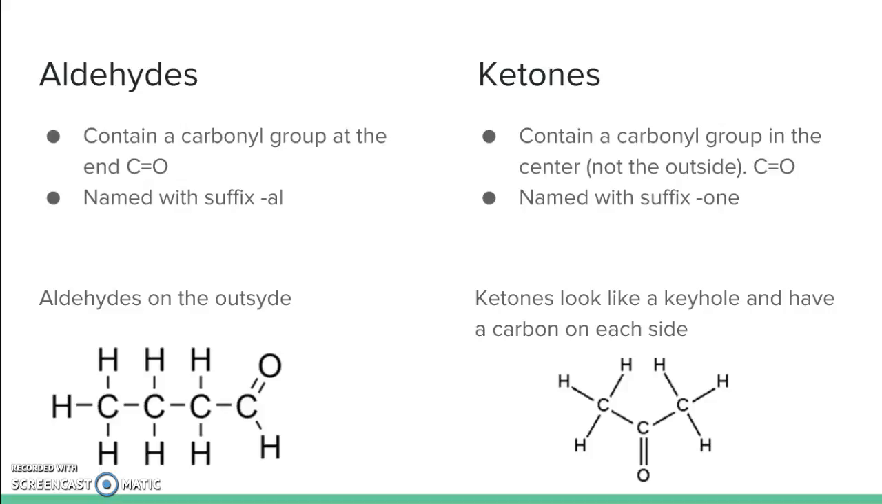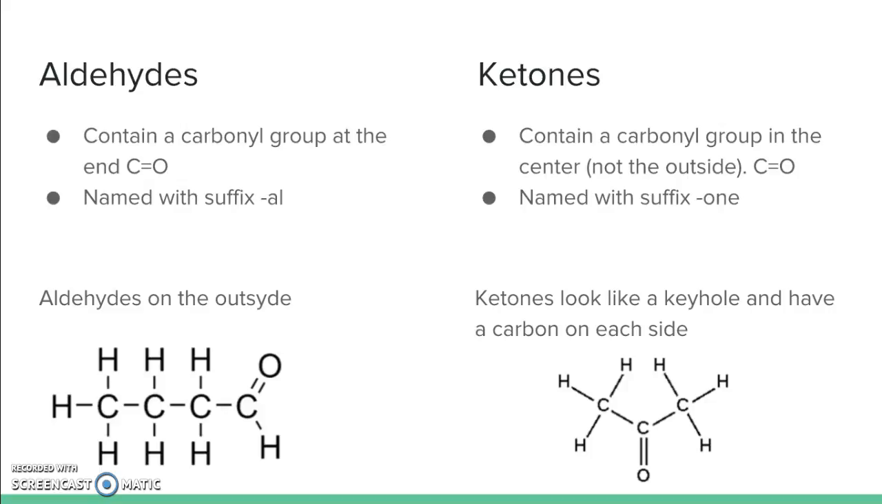So aldehydes and ketones are kind of similar, but they have a few notable and important differences. Aldehydes contain a carbonyl group at the end, and a carbonyl group is just C double bonded O, and they're named with the suffix "-al". Ketones, on the other hand, contain a carbonyl group in the center, and by center I mean just not on the outside. They still have a carbonyl group, which is the same, C double bond O. However, ketones are named with the suffix "-one".